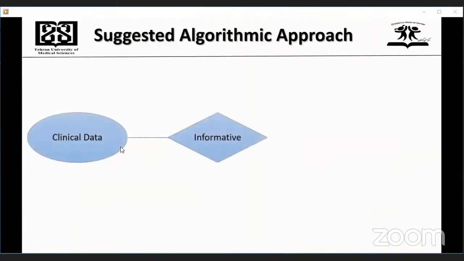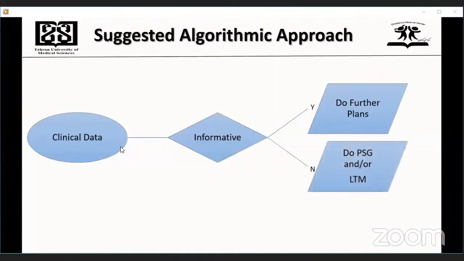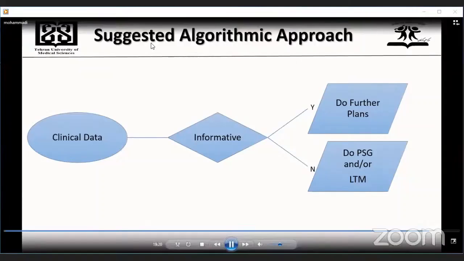So clinical data could be informative, and if it is informative, we should try further plans in diagnosis and also treatment and patient education domains. And if it is not informative, we should further work up the patient with some more sophisticated or more extensive studies such as polysomnography or long-term video EEG monitoring to further study these paroxysmal events and to clarify and diagnose whether these movements are epileptic or non-epileptic in nature.